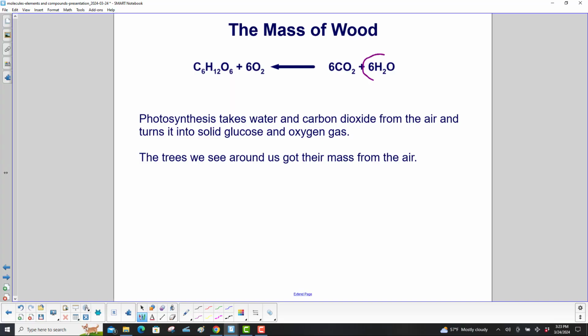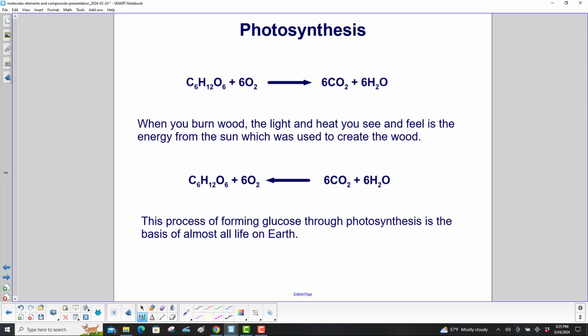Photosynthesis takes water and carbon dioxide from the air and turns it into solid glucose plus oxygen. The trees we see around us got their mass from the air. When you burn wood, the light and heat you see and feel is the energy from the sun, which was used to create the wood. The process of forming glucose through photosynthesis is the basis of almost all life on Earth.